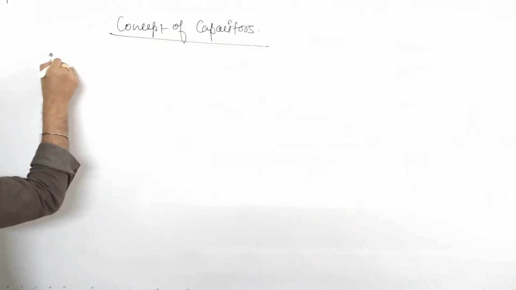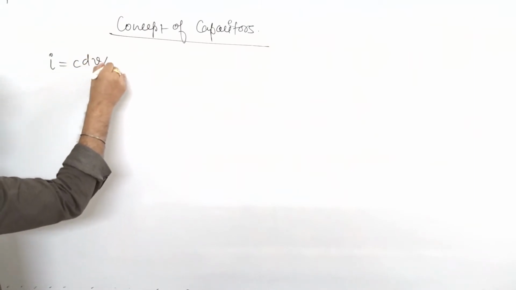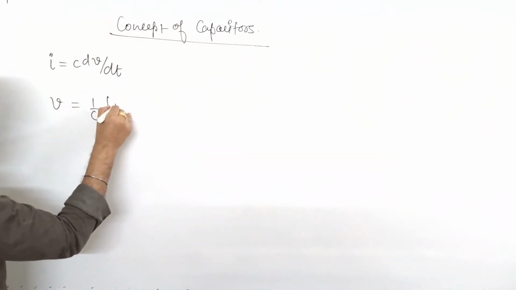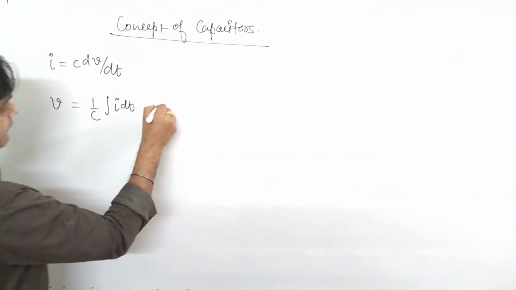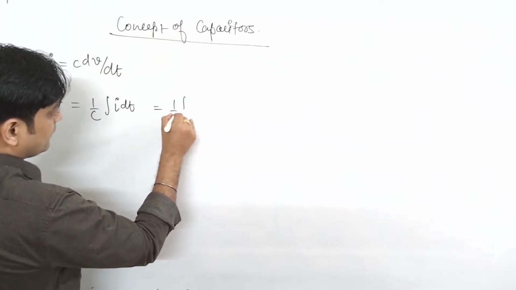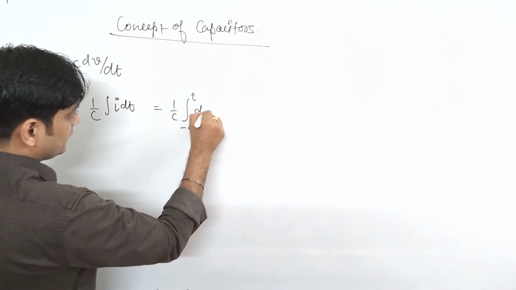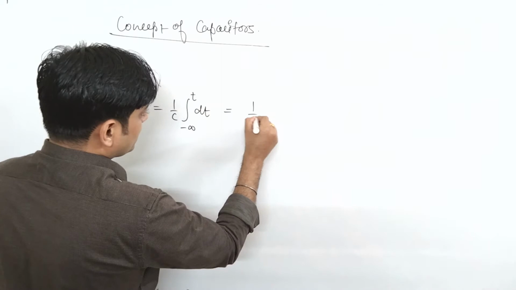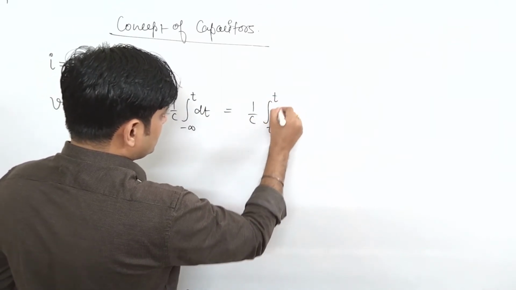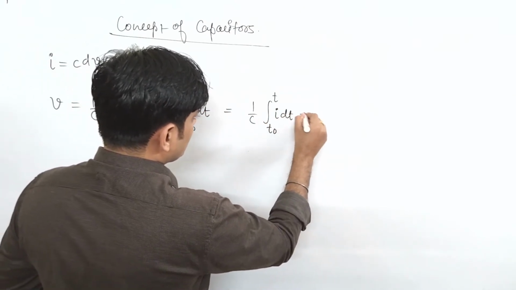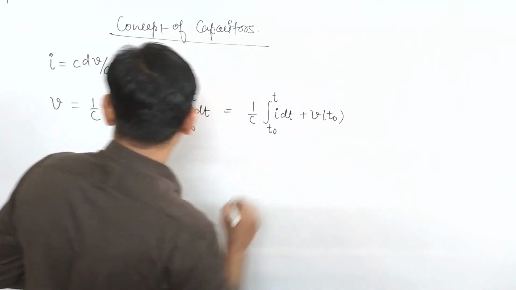So till now we have seen various formulas for the capacitor. Once again I will list all those formulas. First, the current across a capacitor is given by C dV by dt. Similarly, the voltage is given by 1 upon C integral of I dt. Or if I talk about the limits, it is 1 upon C integral from minus infinity to t of I dt, or you can say it is 1 upon C integral from t naught to t of I dt plus V at t naught.